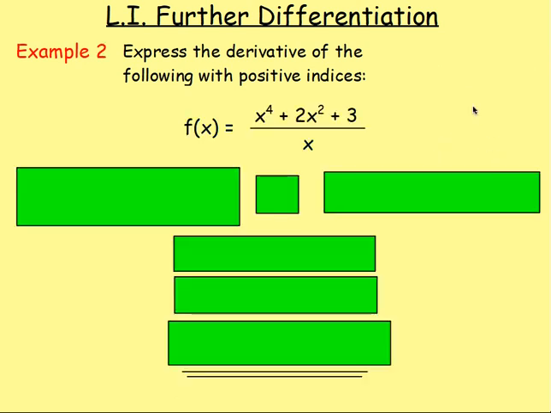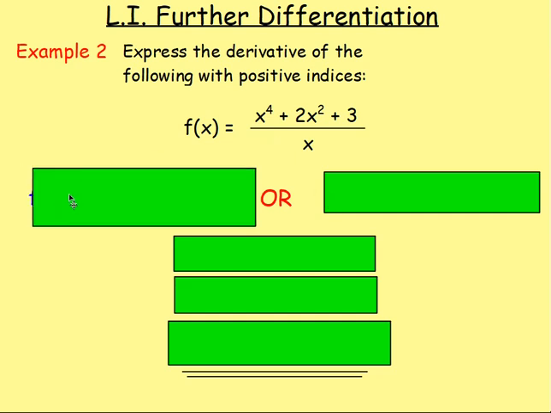Example number 2, express the derivative of the following with positive indices. So first thing you look for is, do you have x in the bottom of a fraction? Well, yes, we do. And we've also got x in the top of a fraction. So let's see if we can simplify this first of all before we differentiate. Now there are 2 ways that we can do this. Pick one and go with that. But there's 2 different ways you can do it.